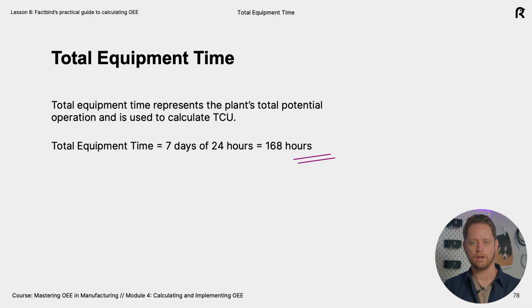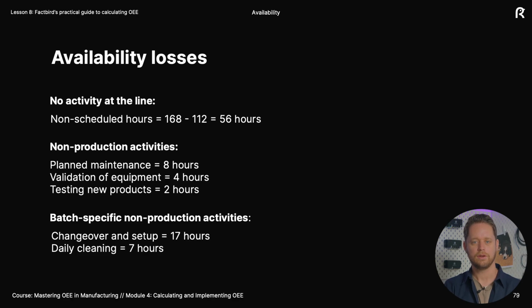For this example, we'll look at a week for a production line with a total equipment time of 168 hours. This is the total amount of time our equipment is available for production for the time period. Let's calculate the availability losses. First up, we'll look at where there has been no activity at the line. Throughout this week, the production line is manned for 2 8-hour shifts, 7 days a week, which comes to 112 hours. This gives us 56 hours where no production is scheduled. We'll keep extraordinary unmanned days at 0.